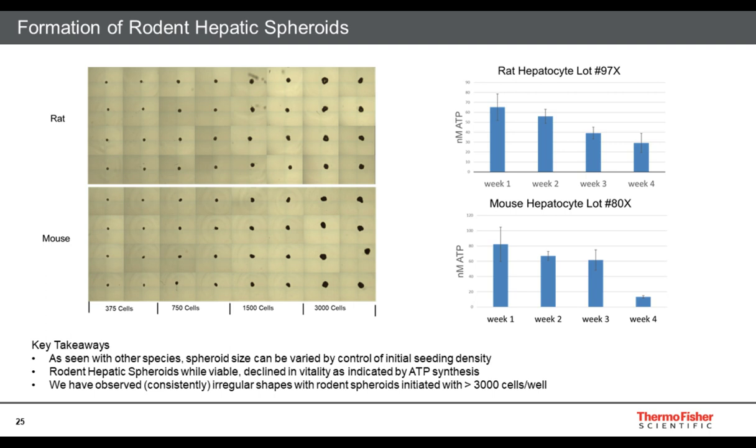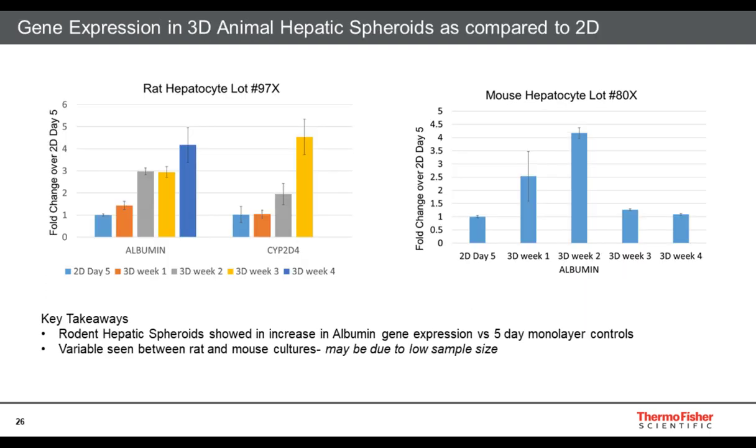On the right panel, looking at viability as indicated by ATP synthesis, you can see that while the rodent hepatic spheroids are viable out to 4 weeks, viability is decreasing throughout those 4 weeks.